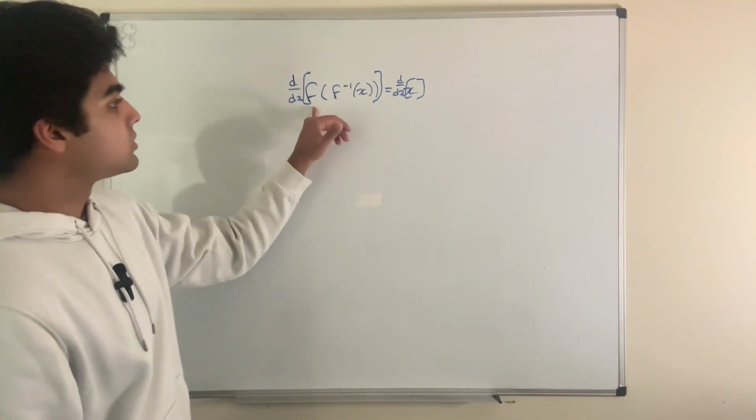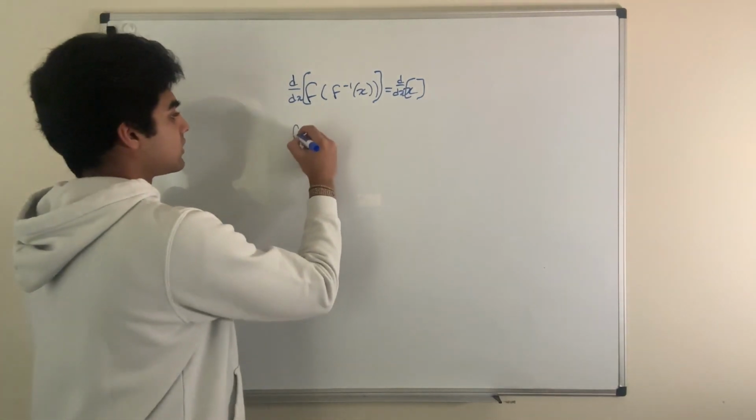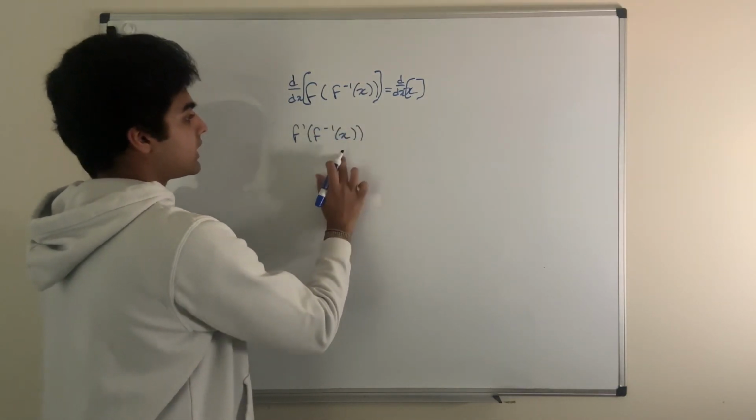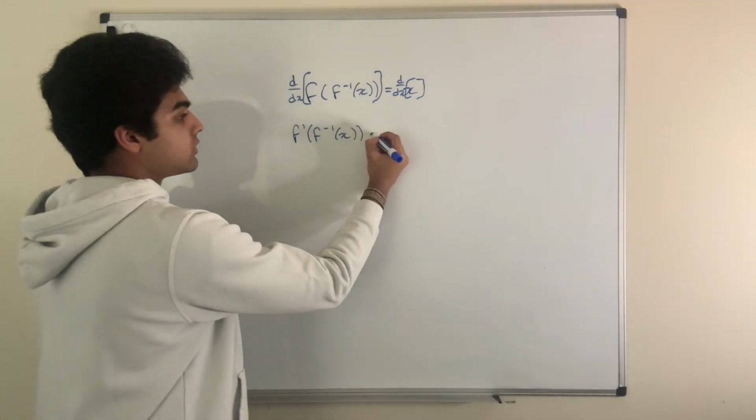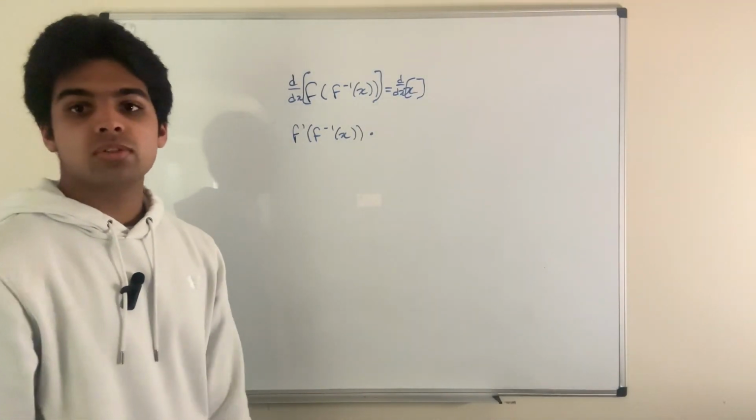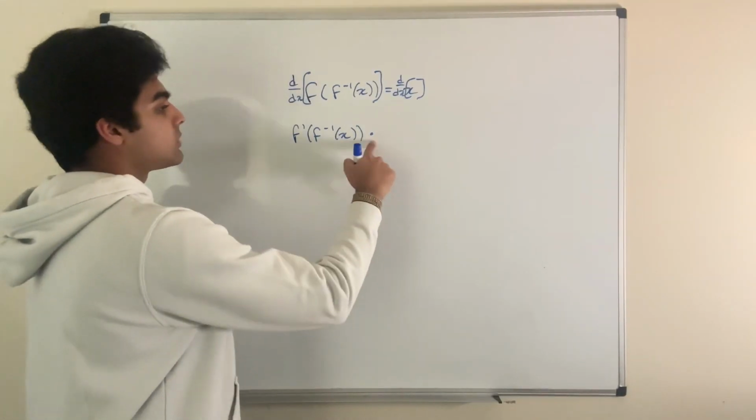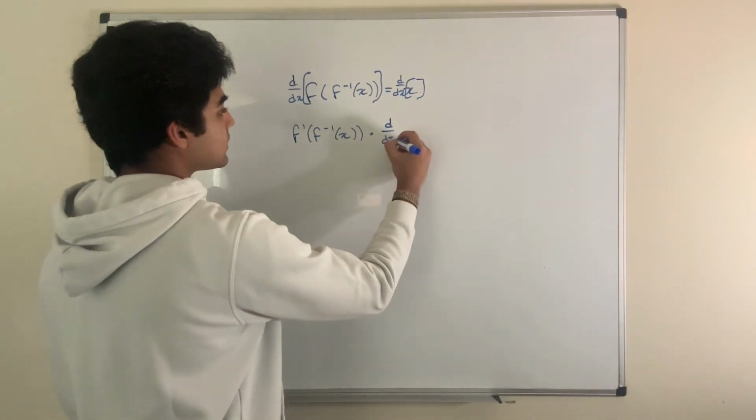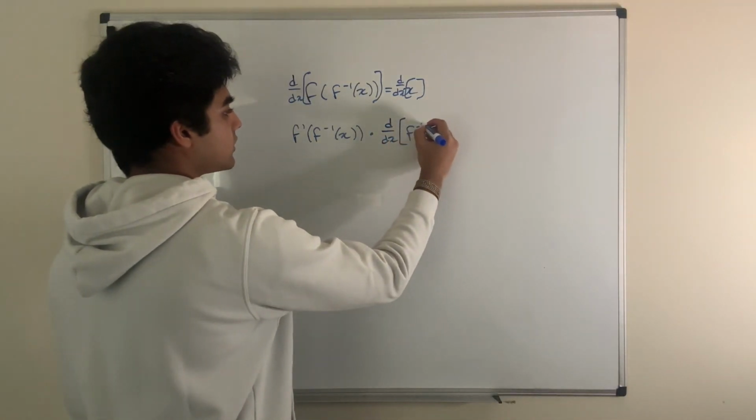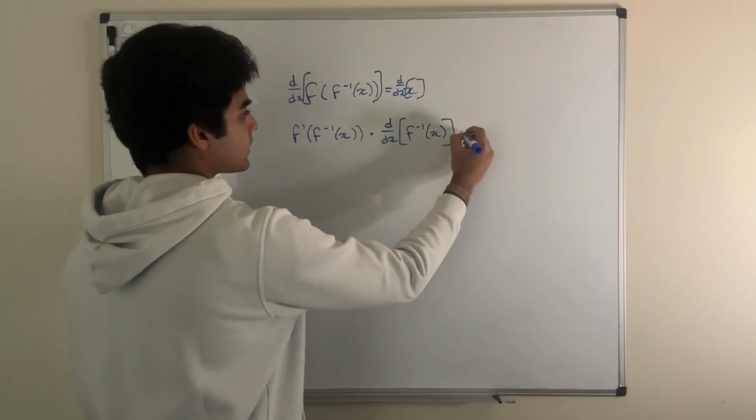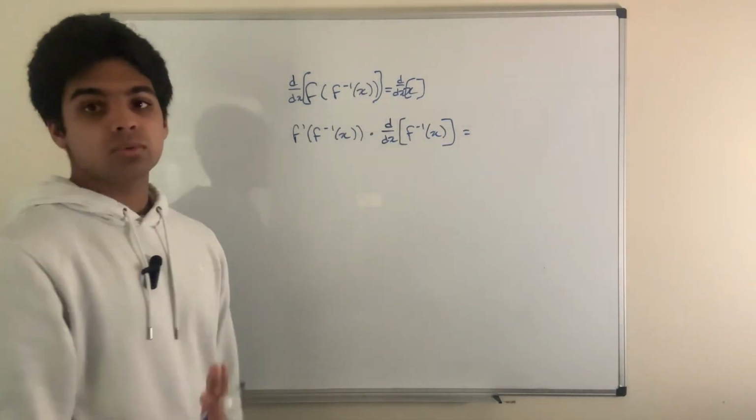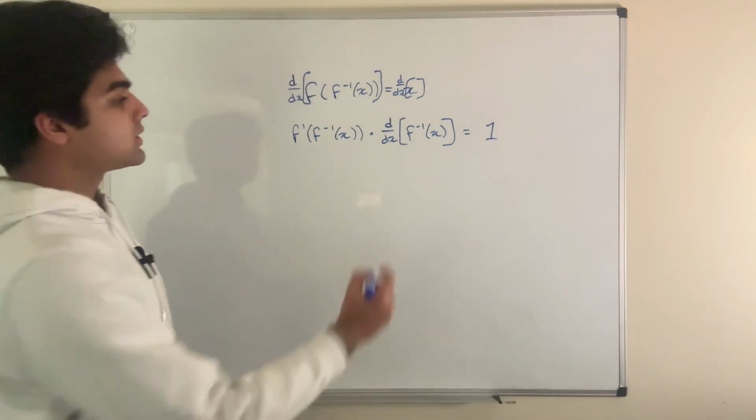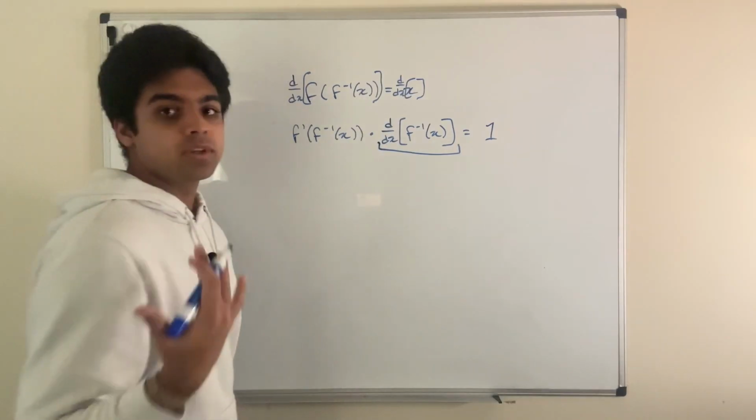So this turns into f prime of f inverse x, and then multiplied by the derivative of the inside function. Now the inside function is just the inverse function. So we're going to multiply this by the derivative of the inverse function. So we're going to have d over dx of our inverse function. And then we're going to have the derivative of x, which is just 1. So this thing is what we want to solve for, the derivative of the inverse function.